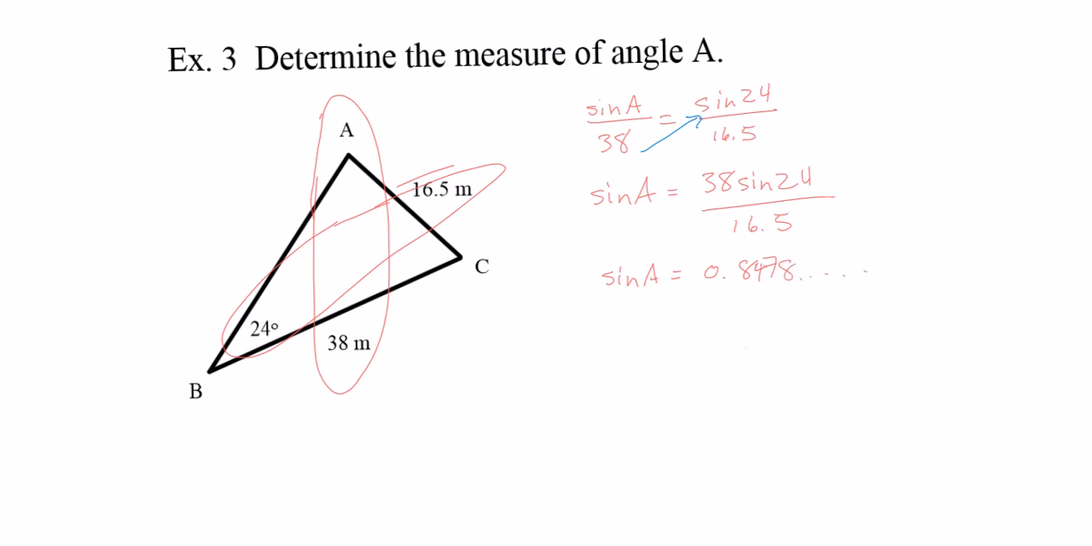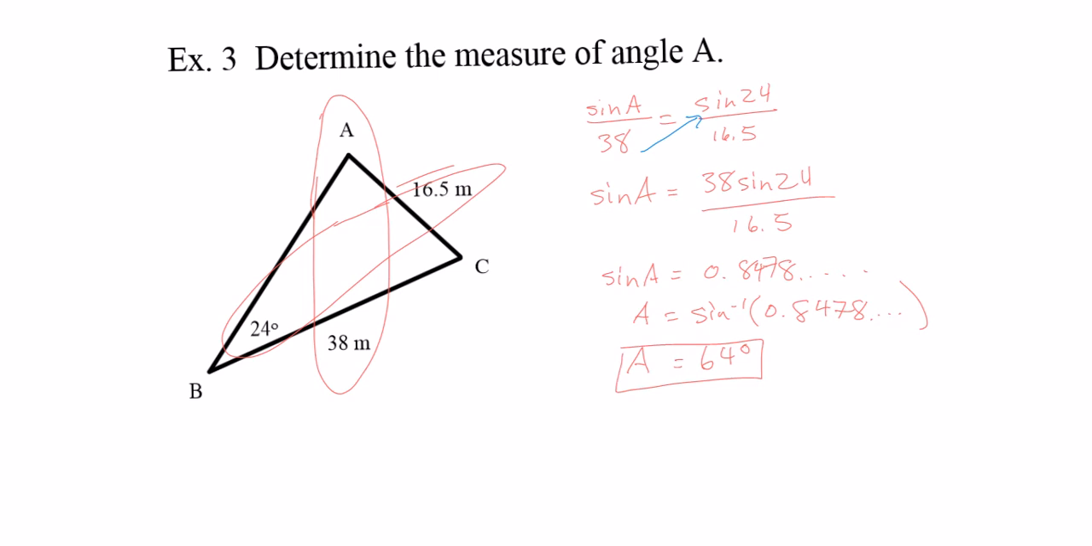0.8478, and when we do sine inverse, i.e. finding the answer, A equals sine inverse of 0.8478, you get an answer of the angle being 64 degrees.